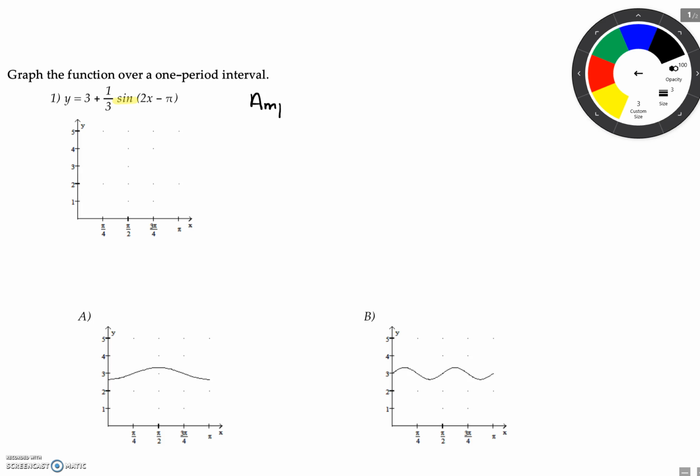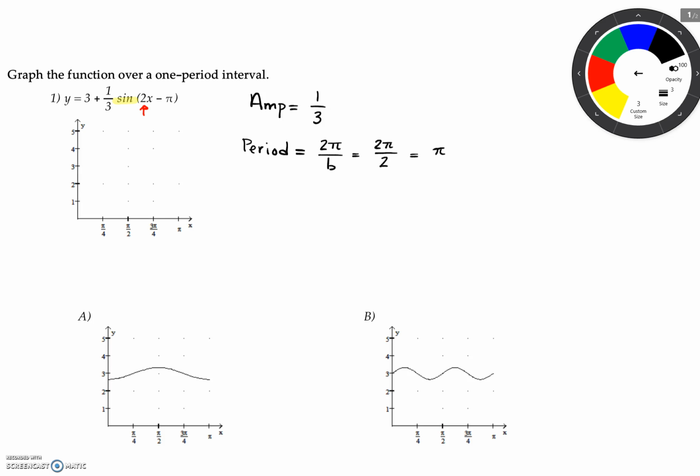So again, the first thing that we're going to find, just the way we did in class, is the amplitude. Okay, so the amplitude here, hopefully it's very easy to tell, it's just going to be 1/3. The next thing that we're going to look at is the period. So again, the period, the formula here is just 2 pi divided by b, and again, b is this value right there, which is 2. So this is just going to turn into 2 pi over 2, and again, the 2's divide out, and we're left with pi there.